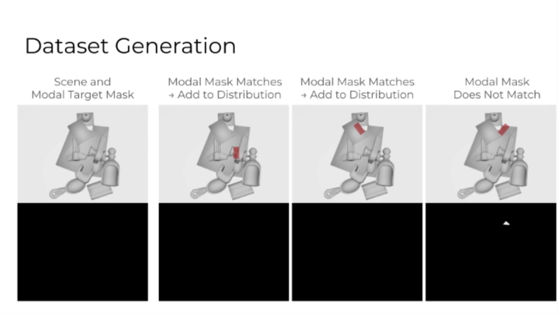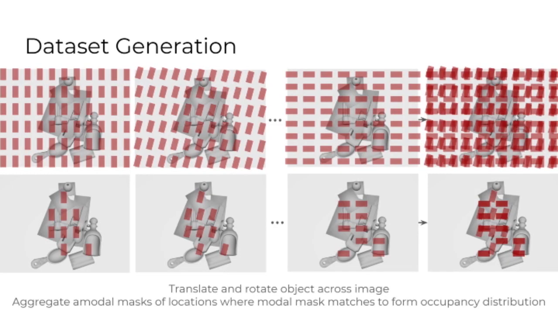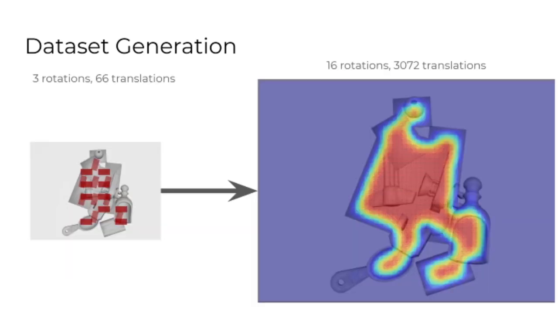In this case, any location for the target that results in a blank modal mask is added to the distribution, while any location that results in a modal mask with some non-zero pixels is not added. We stride these rotations and translations across the image and aggregate amodal masks to form the final distribution. When many image plane translations and rotations for the target object are considered, for example, we use 16 rotations and 3072 translations of the target object, we get a smooth distribution over pixels.